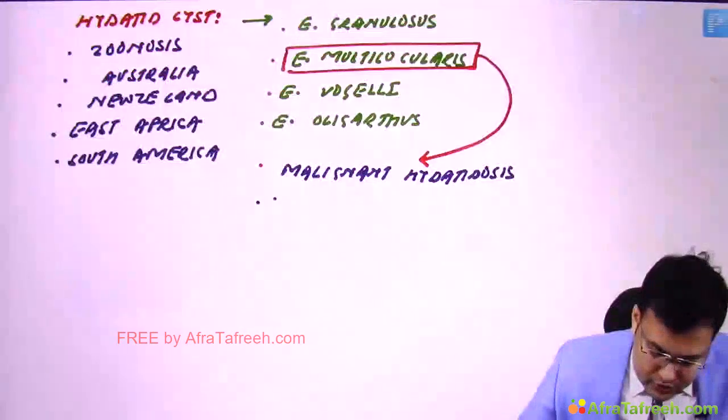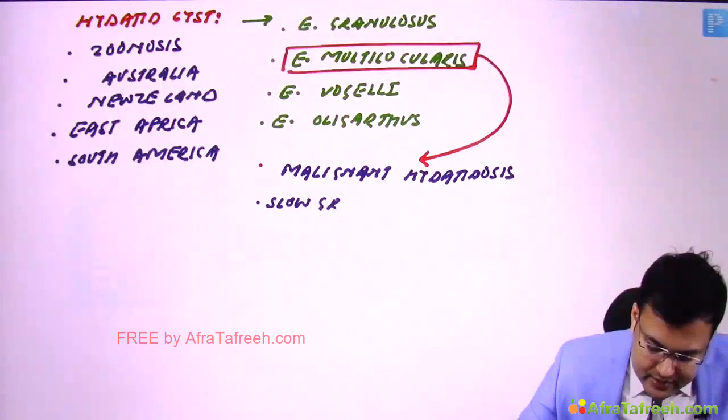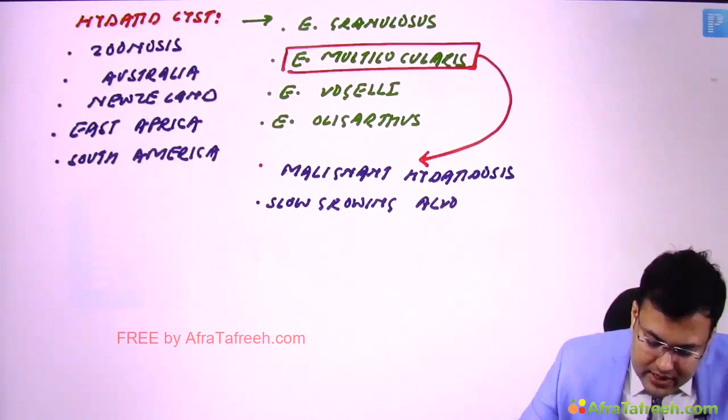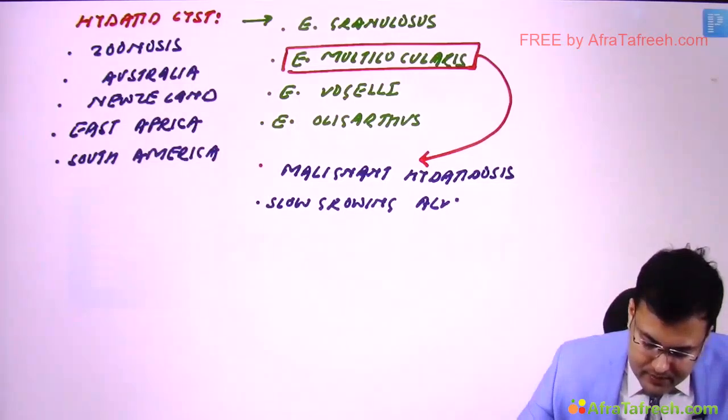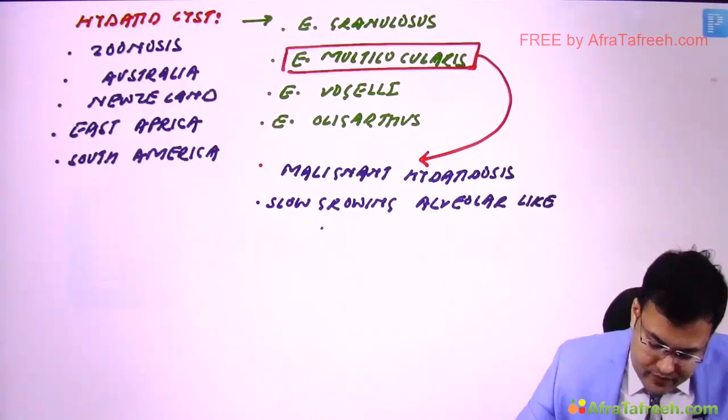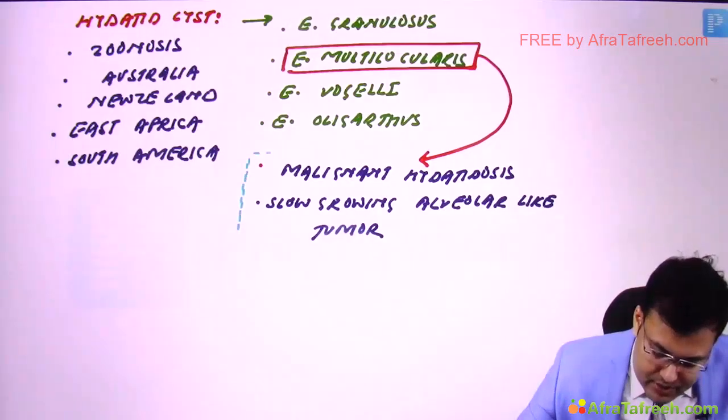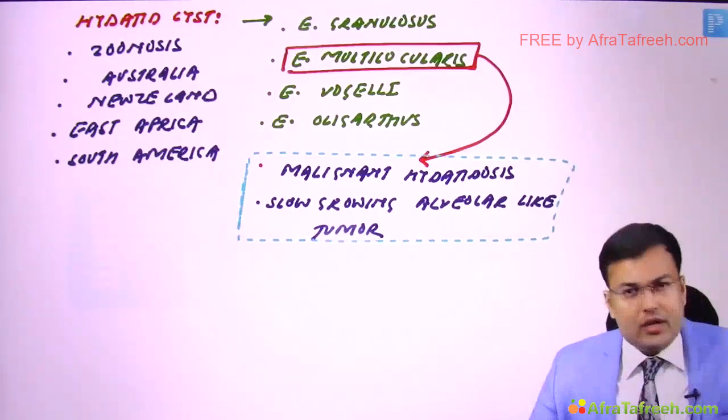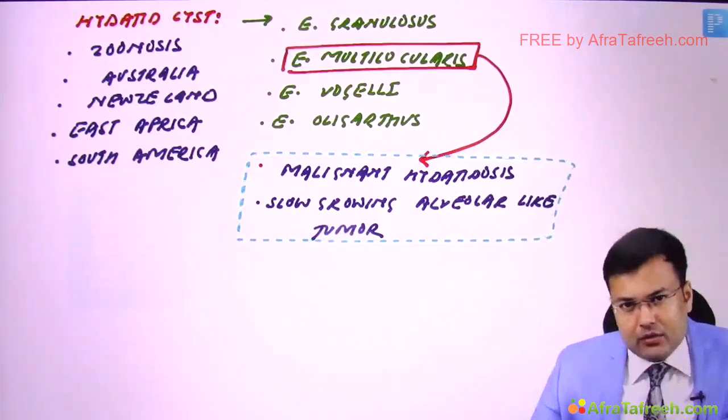Because of slow growing alveolar like tumor in liver. So these are caused by what? Multilocularis. These are the two latest questions. Okay, so this is the organism. After that, what is the host?